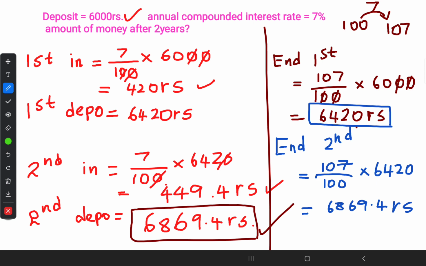They've asked about the interest. This is the correct method. Now this is also not a wrong method, but you should use the proper method. After the end of first year, 107 over 100 times 6,000. It is this much. For this amount, interest will be calculated for second year. So that would be 6,869.4 rupees in the end. So use this method when they didn't ask about the interest separately. If the question is step by step about the interest, you can use method 1.